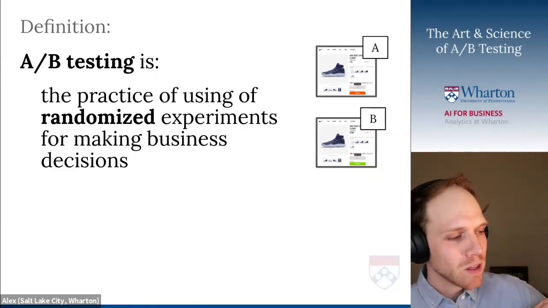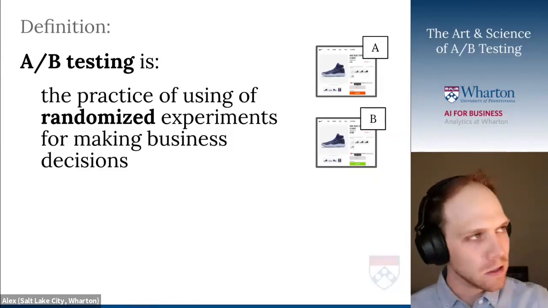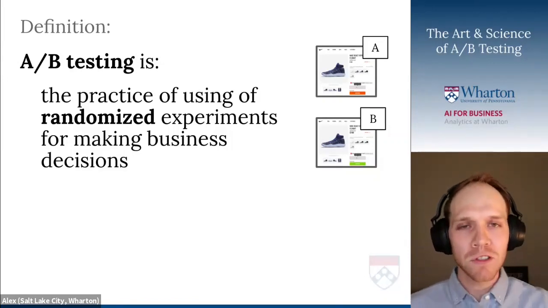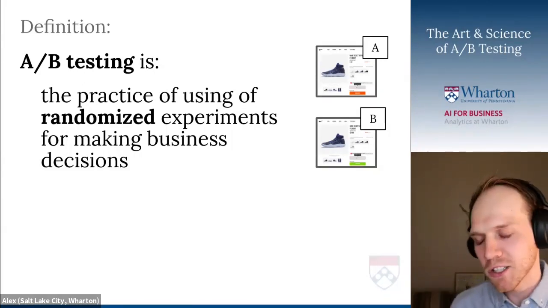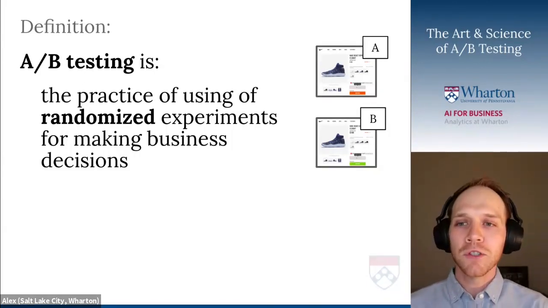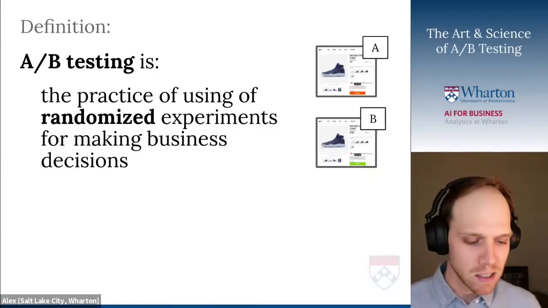And A/B testing can absolutely involve more than just two arms, right? So it's sometimes called ABN testing if you have more than two arms, or ABC testing. But the terminology A/B testing is just a shorthand for saying using experiments to evaluate different decisions that you can make as a manager.